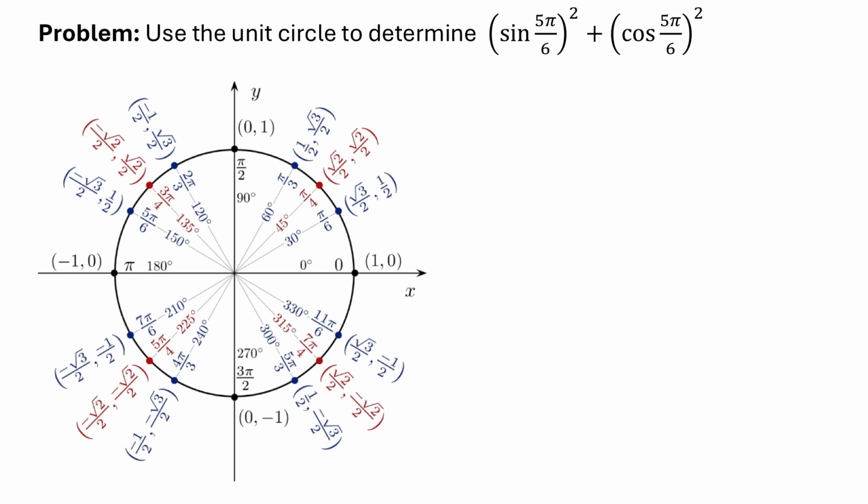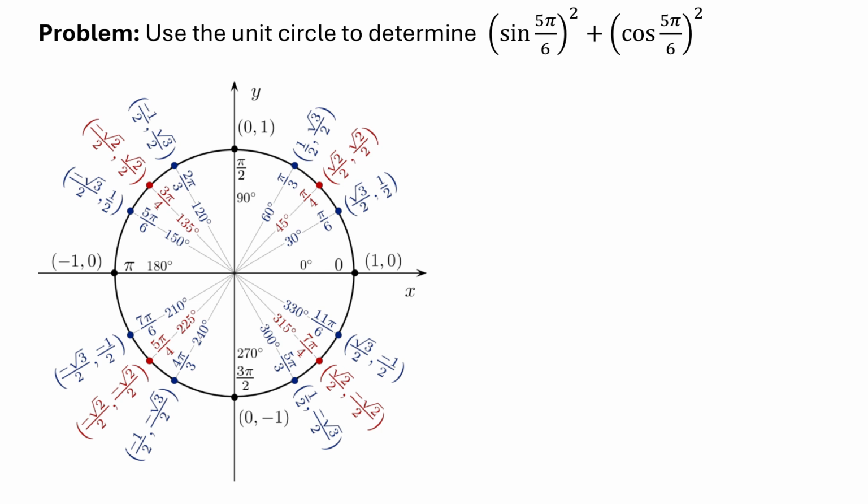All right, here's a really fun one. We need to find sine of 5 pi over 6 and then square it. Then find cos of 5 pi over 6 and then square it. And then BEDMAS says the last thing we'll do is the addition. So please pause the video and see how far you can get.